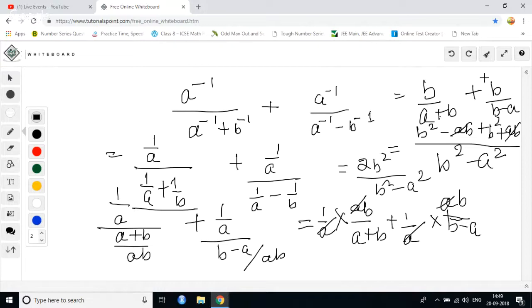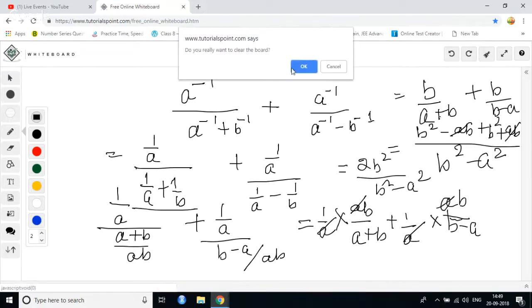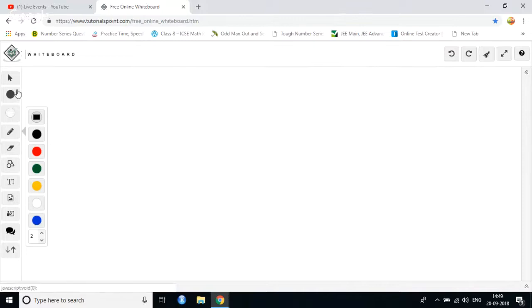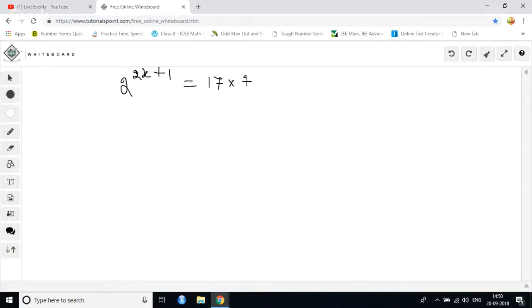Okay, I'm removing it now. Okay, next question is, I'm taking an easy question, but this kind of question is important. So perhaps you will have to solve a quadratic equation. So the question is like this: 2 to the power 2x plus 1 is equal to 17 multiplied by 2 to the power x minus 2 cube. Now how do you solve this kind of question?